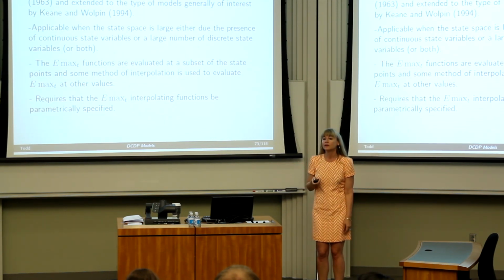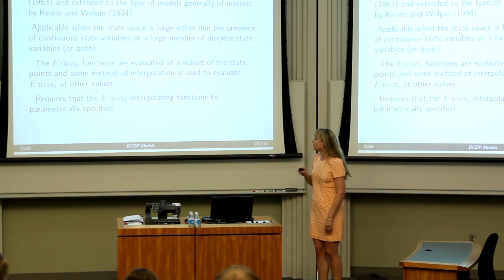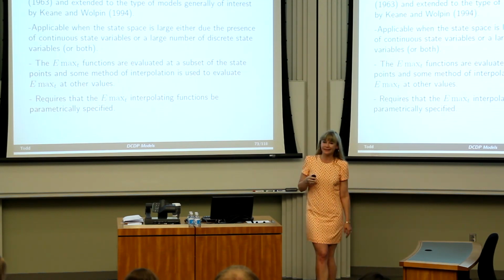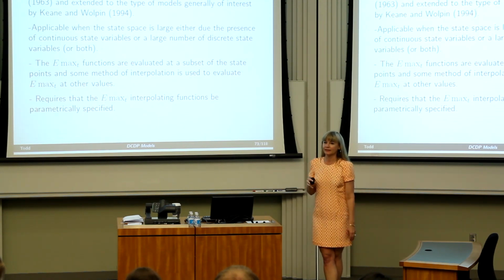Is there a way of choosing these discrete points that you're interpolating through, in a more intelligent way than just randomly picking them? Yeah, so what I do sometimes is... there isn't a good guide for exactly how to do this.